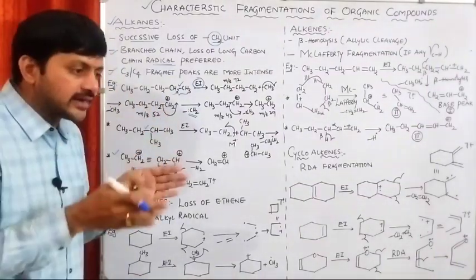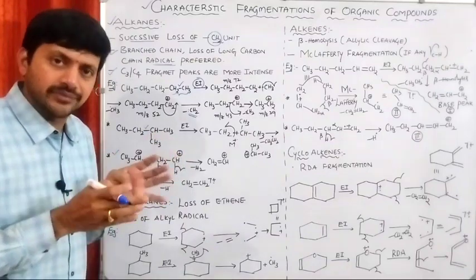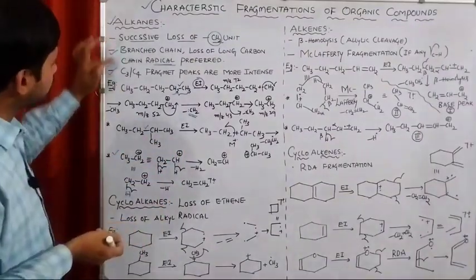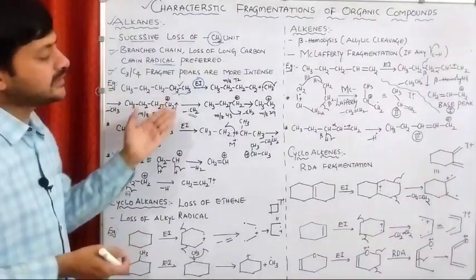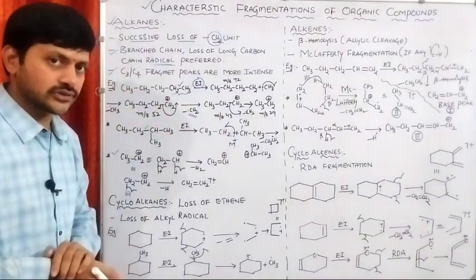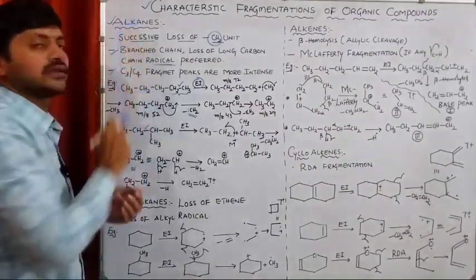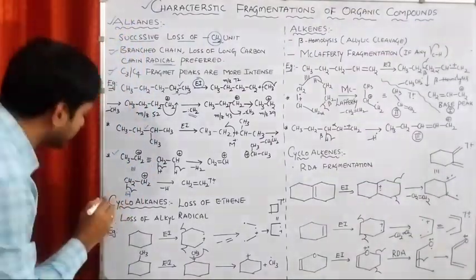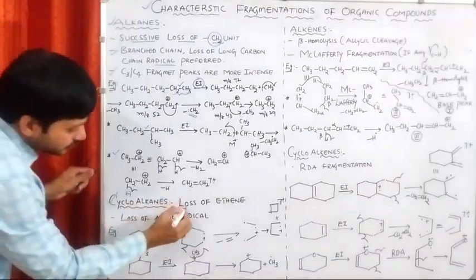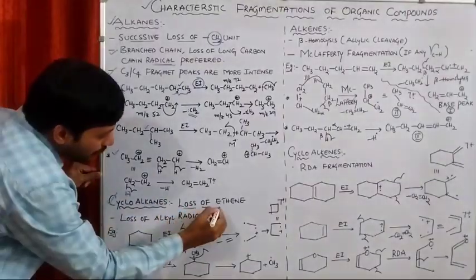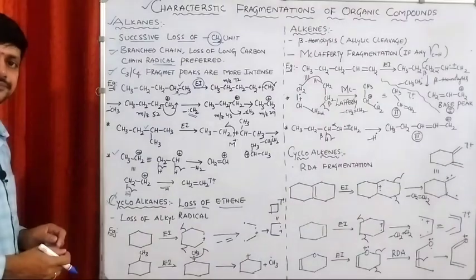So whenever you are getting any kind of question in the NET examination, you need to follow these three rules. Based on these three rules, you can easily do the fragmentation process. So this is about your alkanes. Now come to the next one, cycloalkanes. In case of cycloalkanes, what should we do? Loss of ethene takes place.